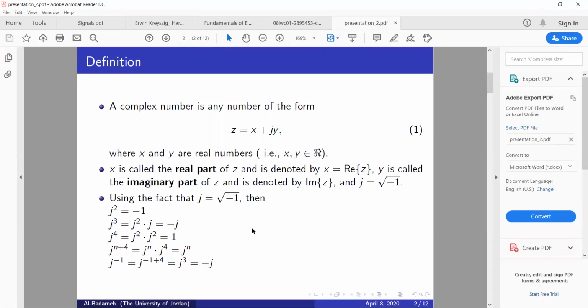I should mention here that if the imaginary part y of a complex number is 0, then the complex number will reduce to a real number. In fact, we can say that every real number is a complex number with 0 imaginary part. But the converse is not true, of course.